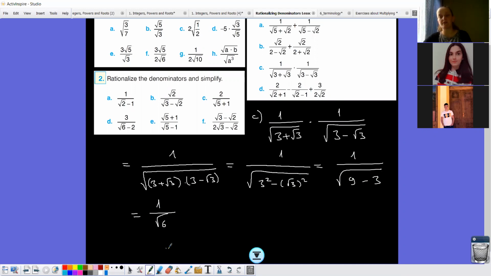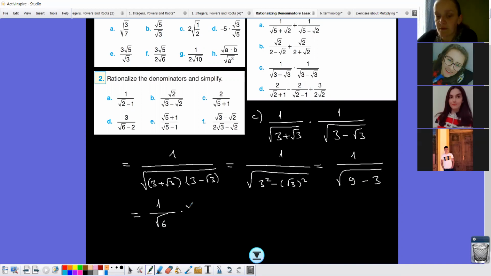Now I have a radical expression, and now I need to rationalize the denominator. And what I will do here? Multiply with root of 6 over root of 6, which will give root of 6 over 6. And that's all for C.